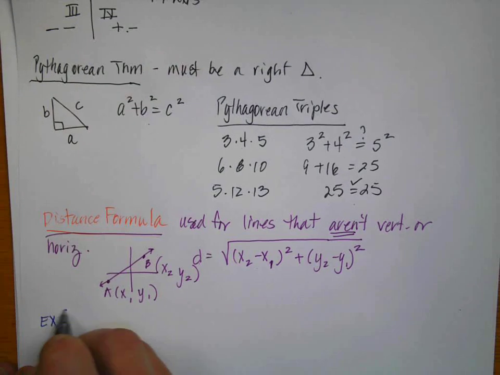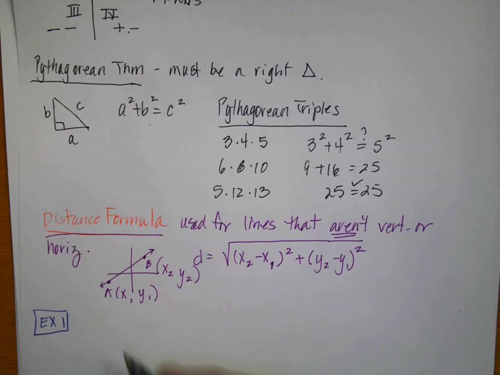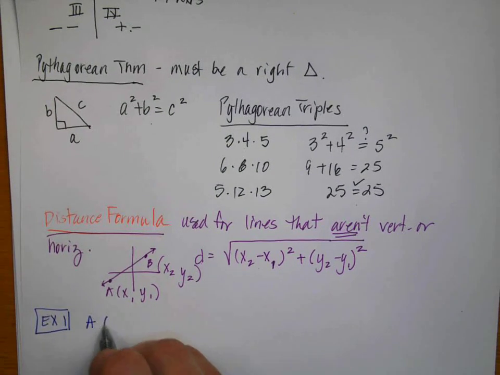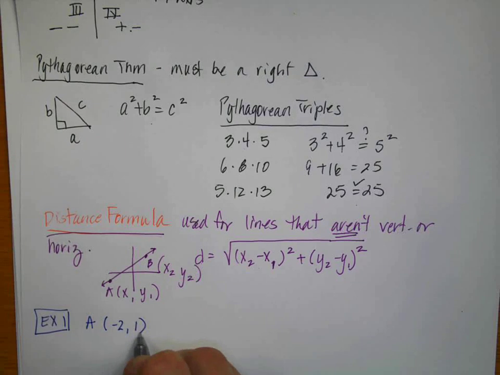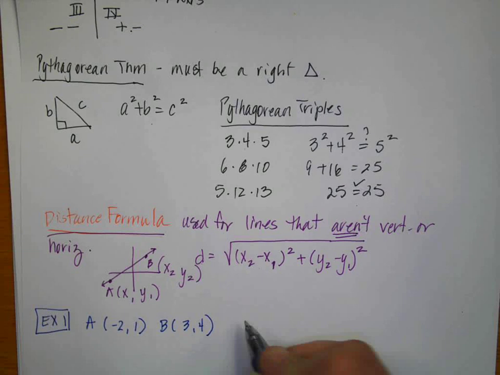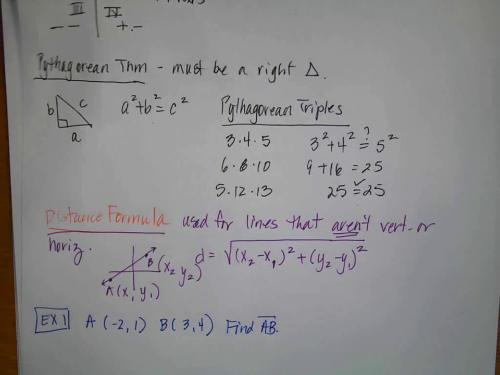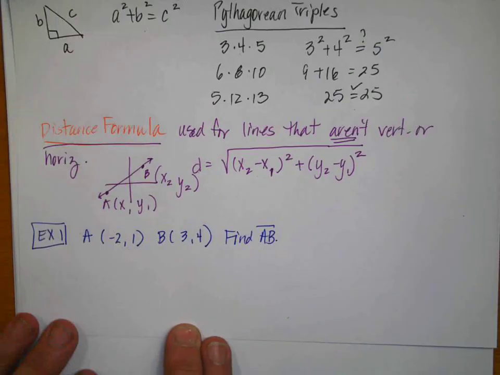All right, so in this one, we're going to know that A is going to have coordinates of -2, 1, and B is going to have coordinates of 3, 4, and I want to find the length of AB, okay? And if you'll remember from your geometry notation, that just means you want to find the length of AB.